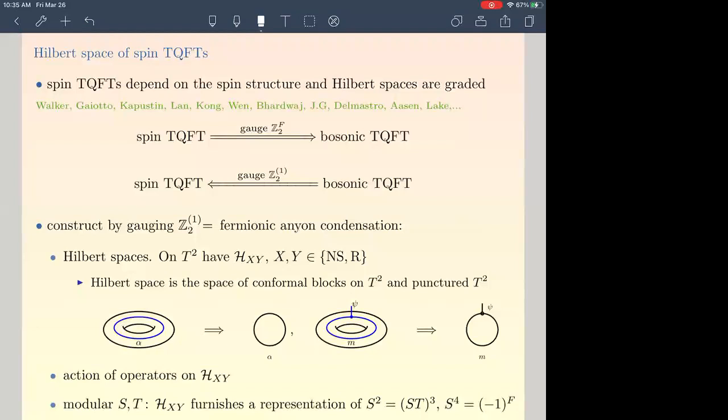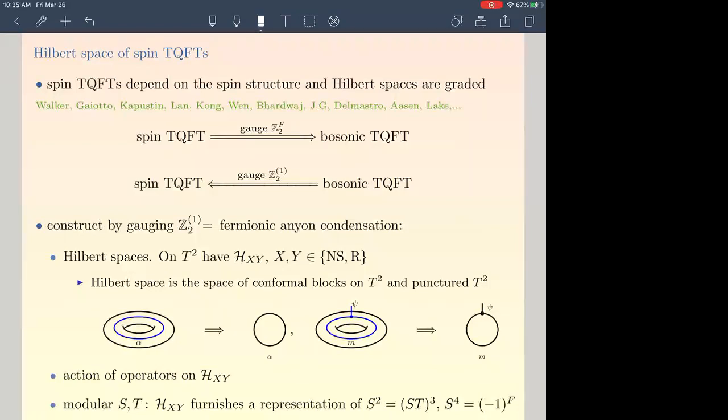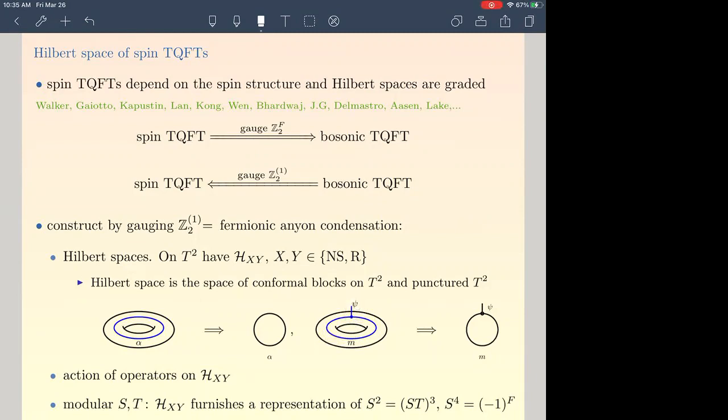I mean, in the gauge theory, there is no psi particle, right? Right. Gone. So here, the novelty that happens when you do these reductions, and when you study Hilbert space on the torus, is that you also have to consider the Hilbert space on the torus with one puncture being the psi anion that you're condensing. I see.